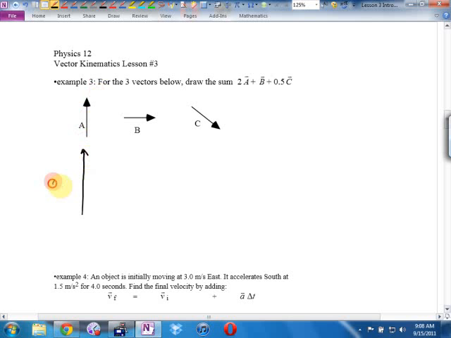Plus. Then they want me to add B. Plus. 0.5C, I think that would be C, but half as long. About that-ish?